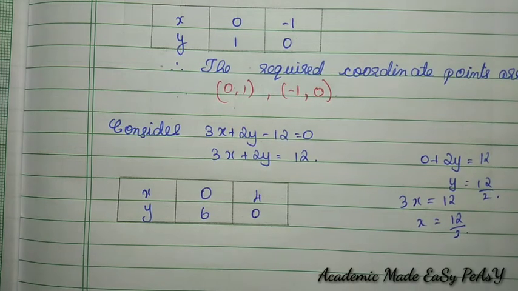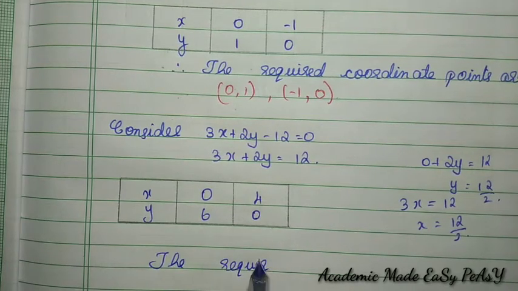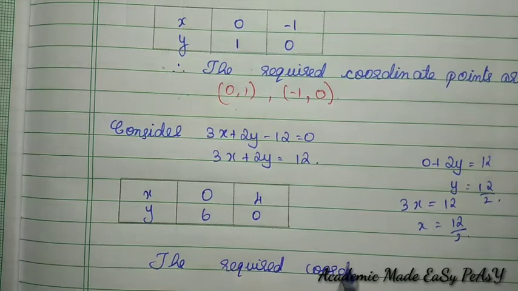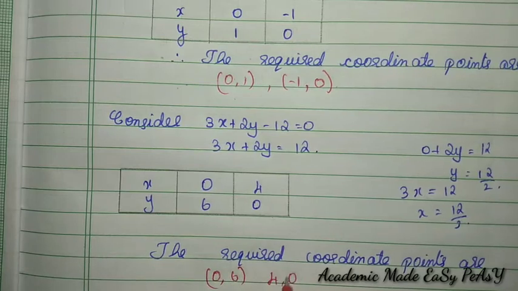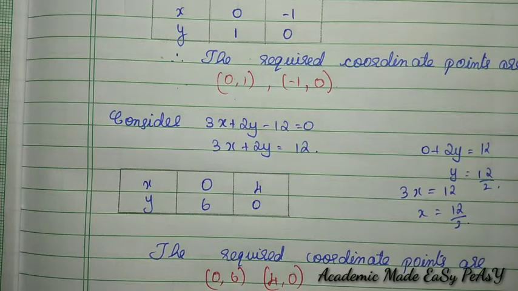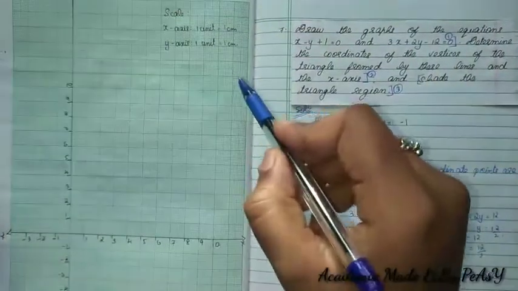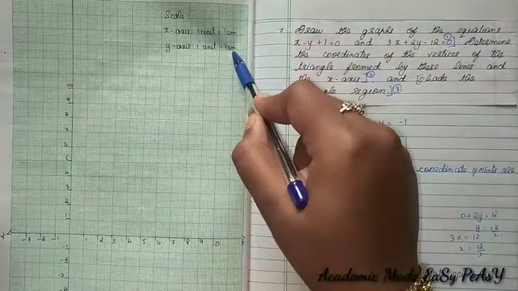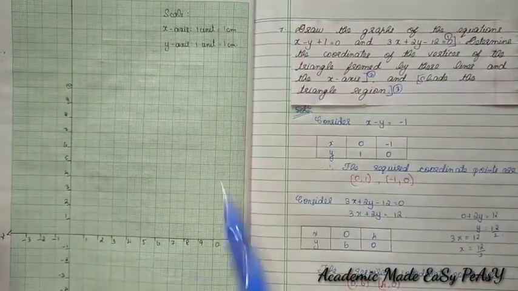And here, like that. So therefore, the required coordinate points are 0, 6 and 4, 0. So now let's start plotting the points. So before drawing the graph, I'm just insisting you even now, it is very important to write the scale for the graph. Okay, so I have taken 1 unit is equal to 1 centimeter. So now let's start plotting.